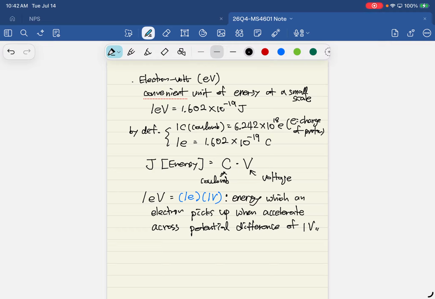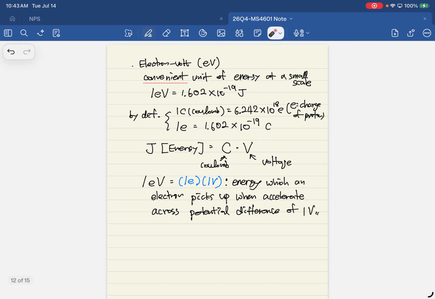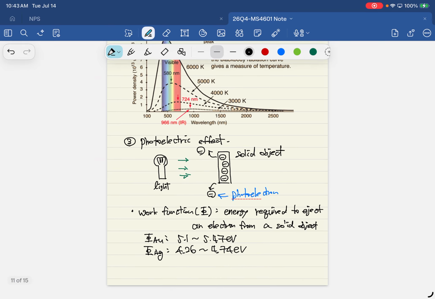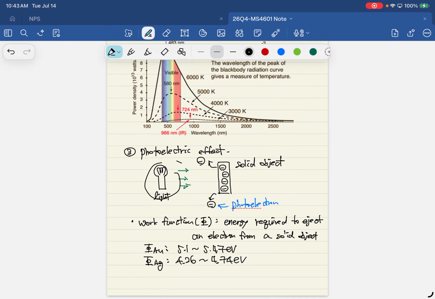So again, 1 electron volt is actually a very small value. It's just about 1.602 times 10 to the negative 19 joule. Now we introduce this unit, and then we keep going. For this one, let us look at this experiment setup, light.